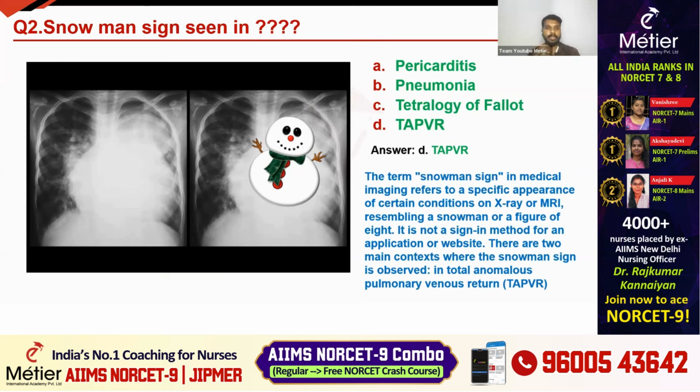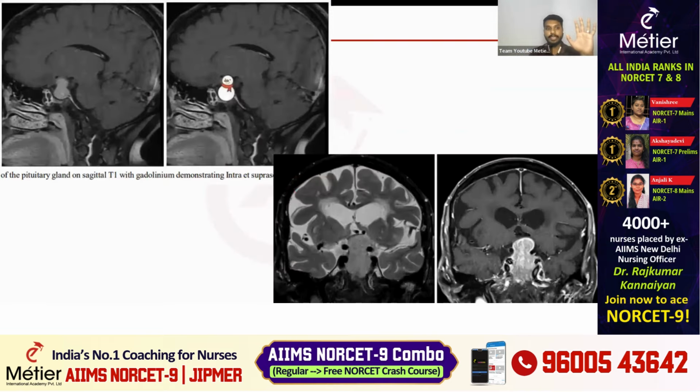Okay. One more extra point I'm going to tell you. If the same snowman appearance is seen in the MRI, in which condition? If it is X-ray, it is TAPVR. If it is snowman sign in the MRI, it is called pituitary macroadenoma, a tumor in the pituitary gland. You can see this here. This is the pituitary gland. If it has a tumor, it will look like a snowman in the CT or MRI. Got it? If it is X-ray, it is TAPVR. If it is MRI or CT, it is pituitary macroadenoma. Don't get confused. In both conditions, the snowman sign is seen. One is X-ray, one is MRI.